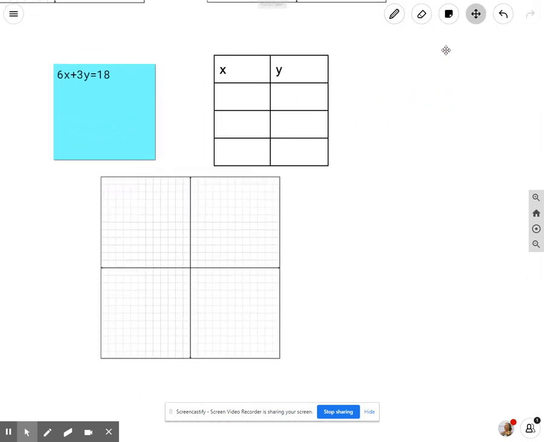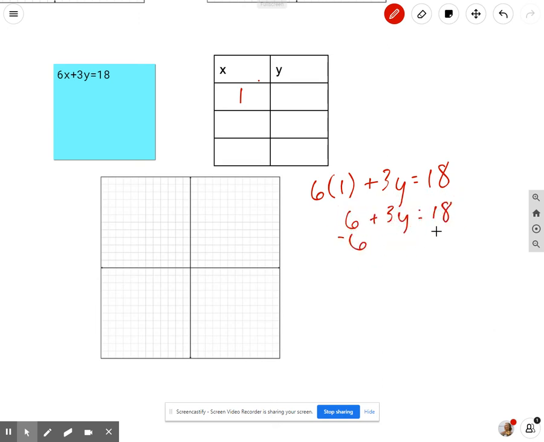So with the table of values, what we're going to do is fill out this table. To fill out this table, we can pick a value for x or for y. Let's pick 1 for x. So picking 1 for x, I'm going to take this equation and replace x with 1, and then solve for y to get my y value. 6 times 1 is 6, so I got 6 plus 3y equals 18. Subtract 6, we're solving for y. I got 3y equals 12. Divide by 3, cancel, I got y equals 4. So if x is 1, y is 4.